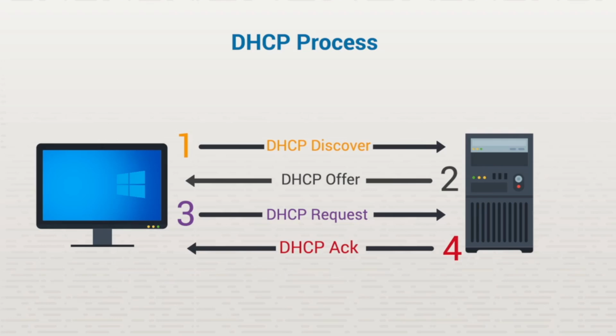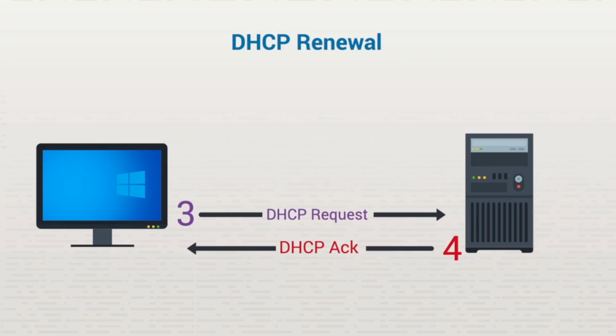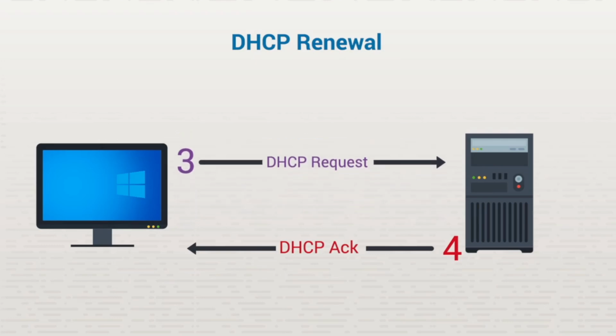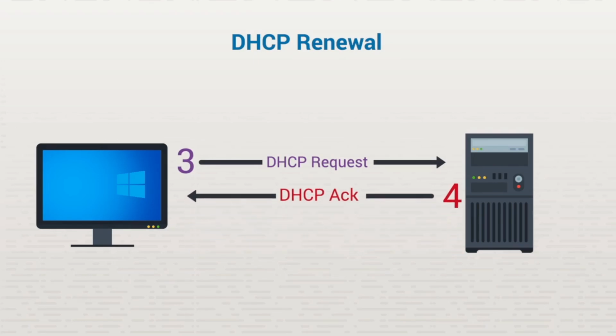When the device's lease time is halfway up, the renewal process takes place. This process skips the discover and offer steps. The client sends the DHCP request packet to the server, which responds with the DHCP ACK packet and renews the IP configuration.